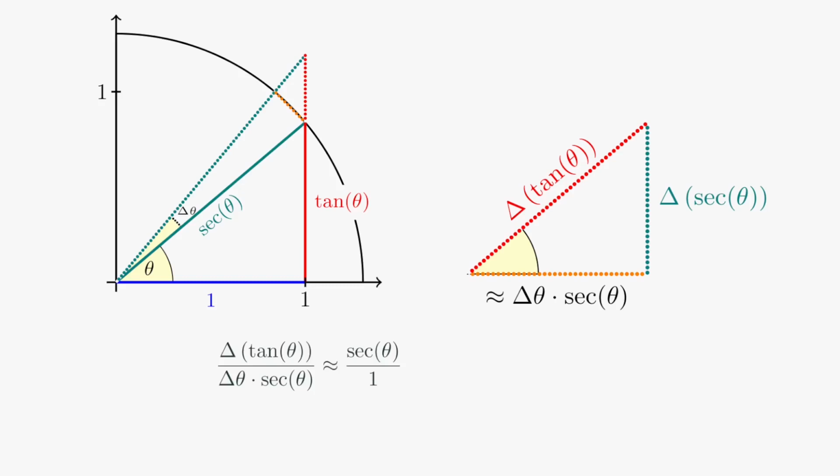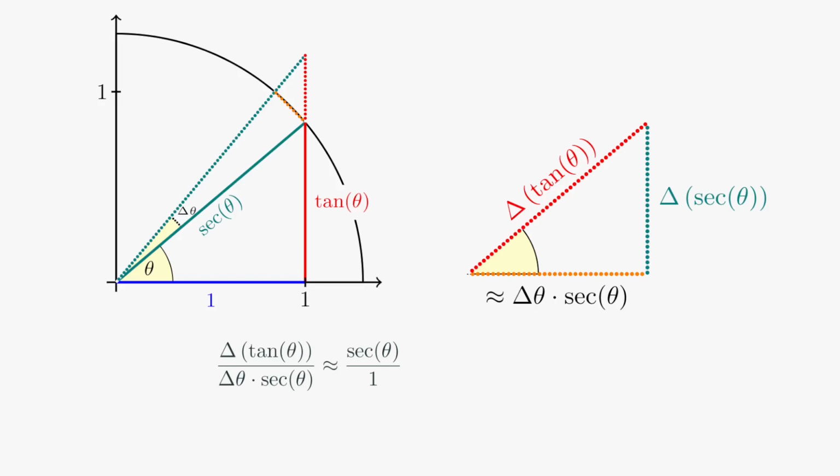So if we take hypotenuse over adjacent here, we get change in tangent over change in theta times secant, and looking at hypotenuse over adjacent on the left side of the screen, we see that this should be approximately equal to secant theta over 1.